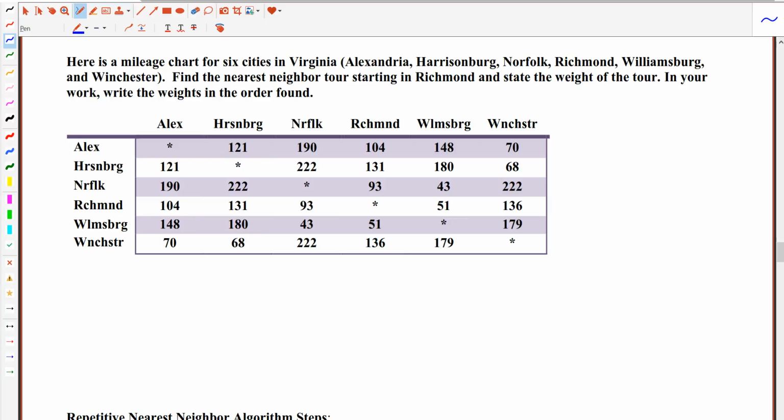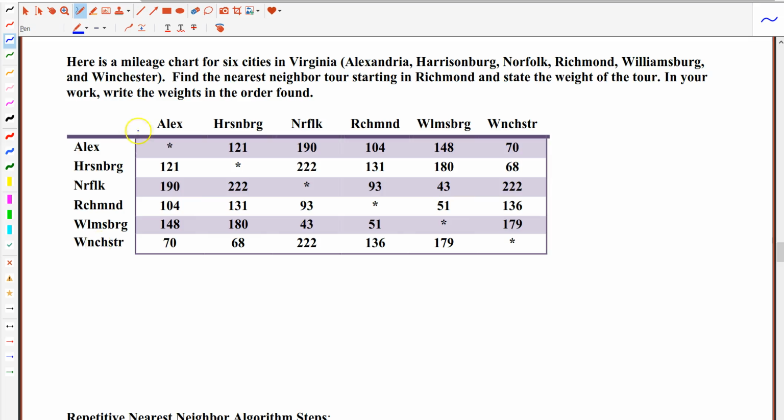We've been looking at solving traveling salesman problems using the nearest neighbor algorithm. In this example, as opposed to having the weights recorded for us on a graph, we are going to have the weights recorded for us on a table. In this table, the weights are going to be miles between two different cities. So we have the 6 cities in Virginia: Alexandria, Harrisonburg, Norfolk, Richmond, Williamsburg, and Winchester, which you can see repeated across the top and then across the side.